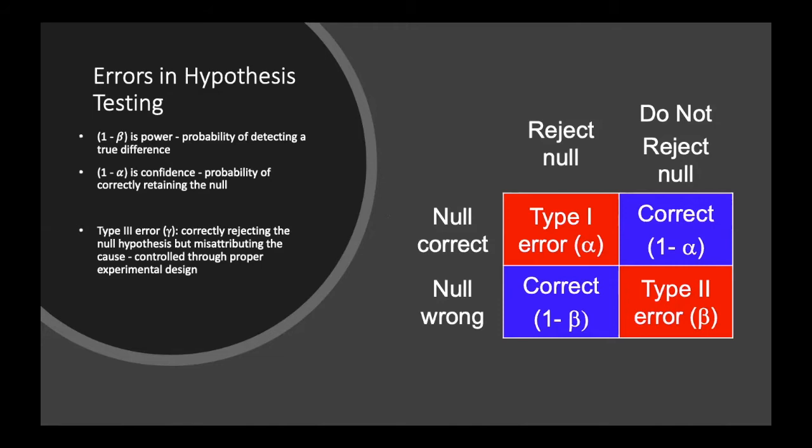Now, these are the two types of statistical errors that are most frequently discussed, but there is a third type of error that is rarely discussed in statistics, and that's sometimes called a type 3 statistical error. A type 3 statistical error occurs when the researcher correctly rejects the null hypothesis, but misattributes the cause. This can arise from having an improper experimental design or having some other confounding factor that hasn't been controlled for.